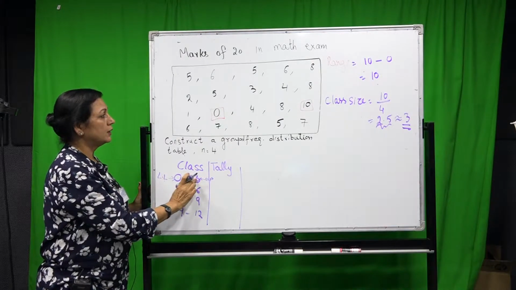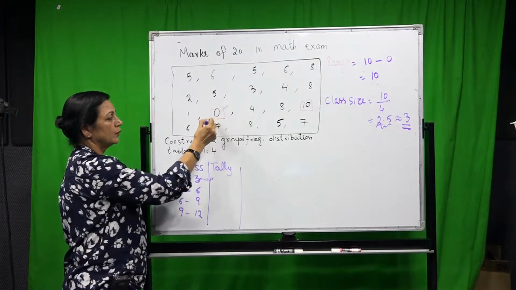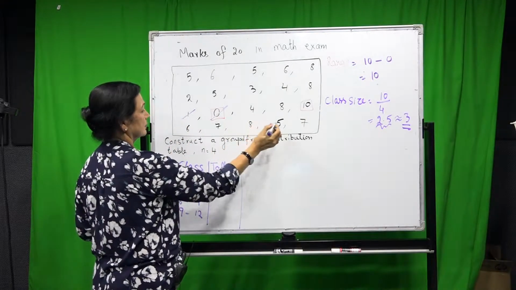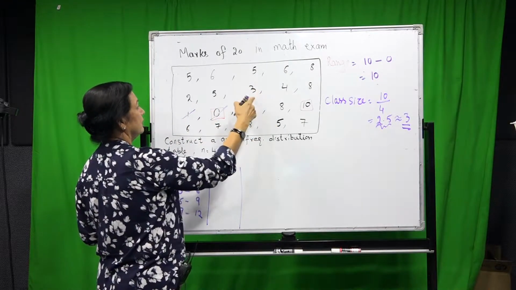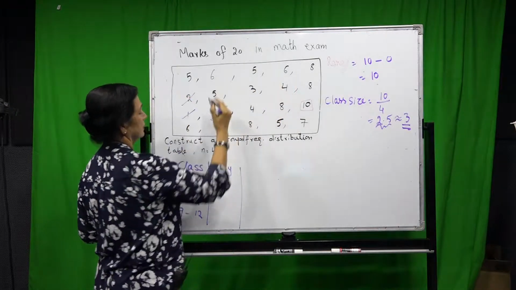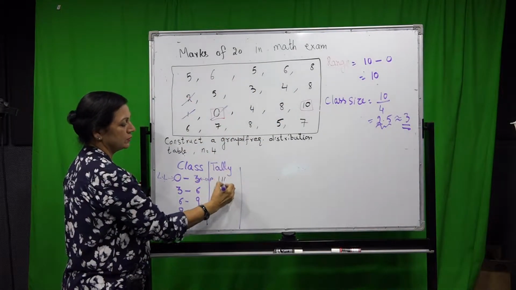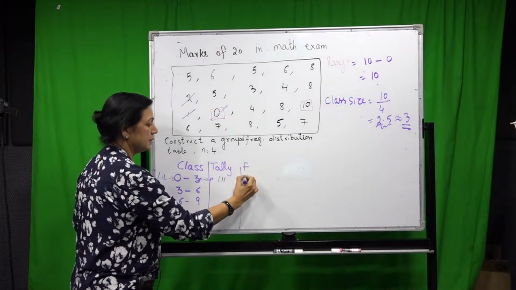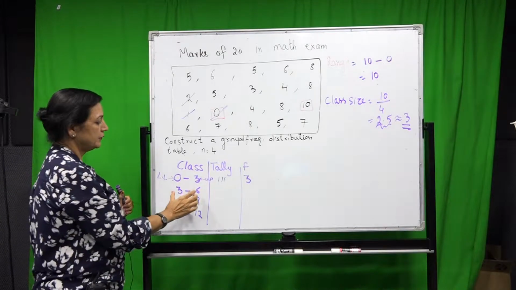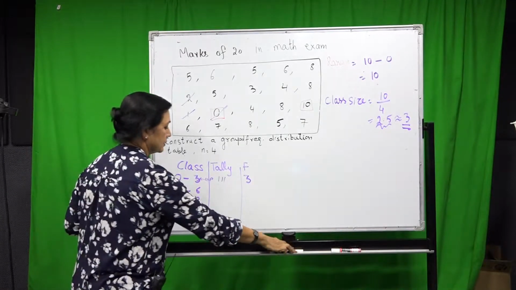Now, 0 to 3, let us count how many. 1, 2, 3 will not be counted, remember that. 1, 2, 3. So, frequency is 3. Similarly, we will check what is the frequency in each interval.